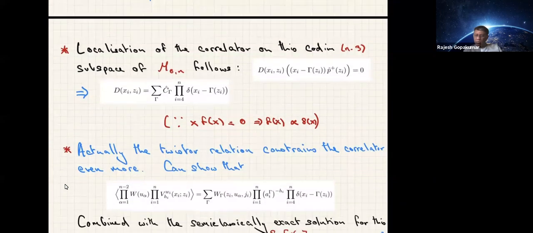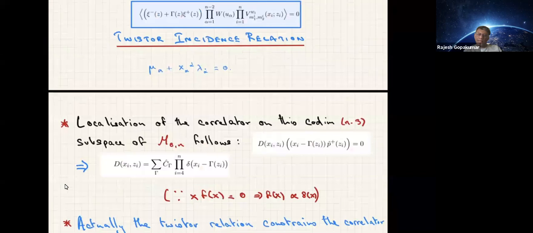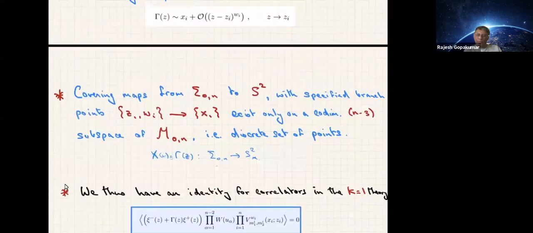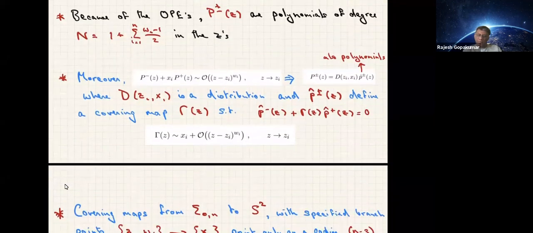And in fact, the twistor relation constrains the correlator even more. You can show that the correlator has to not only have these delta functions, but also the coefficients depend on the, I didn't write this over here, the AI gammas, which are effectively the coefficients that appear over here. So the thing that multiplies Z minus, I can write it as AI gamma.